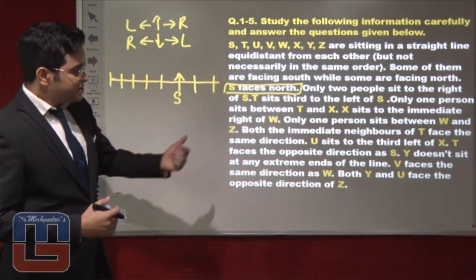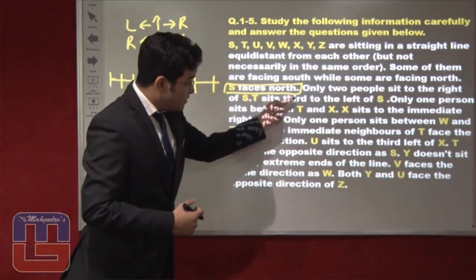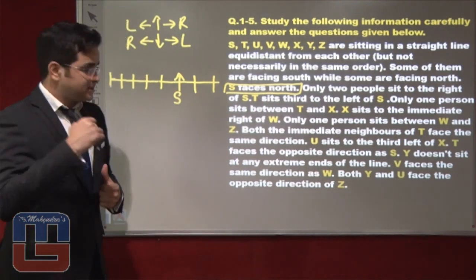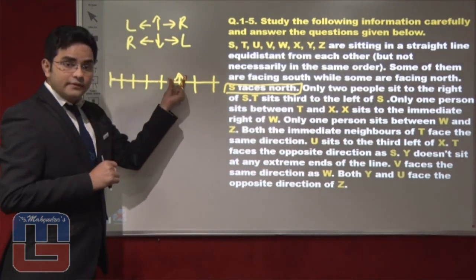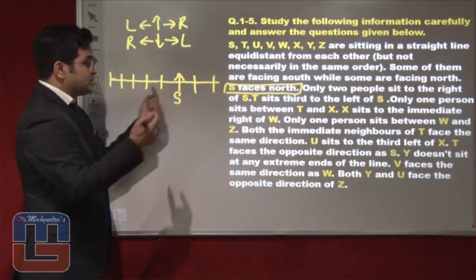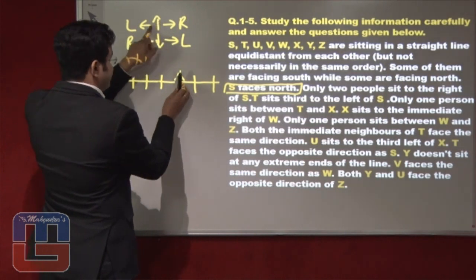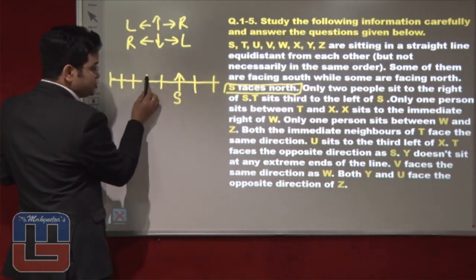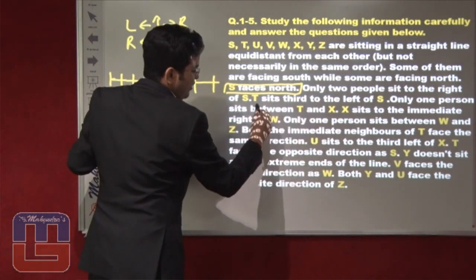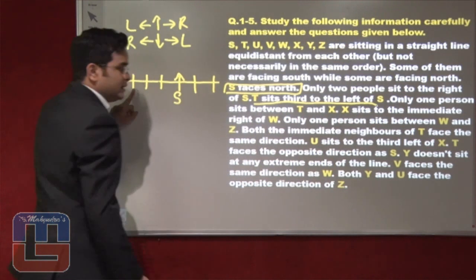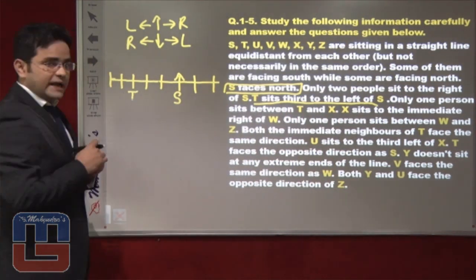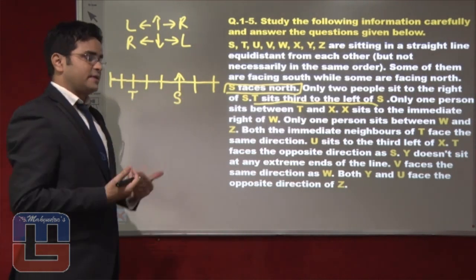Let's take another statement which is given. It is saying that T sits third to the left of S. Now we know the direction of S. Where S is facing, he is facing towards north direction. It means we can decide the left of S. So left of S is what? If they are facing north, left will be this side. 1, 2, 3. It is saying T sits third to the left of S. 1, 2, and 3. It means T is going to be here. That's clear. Let's take another statement.